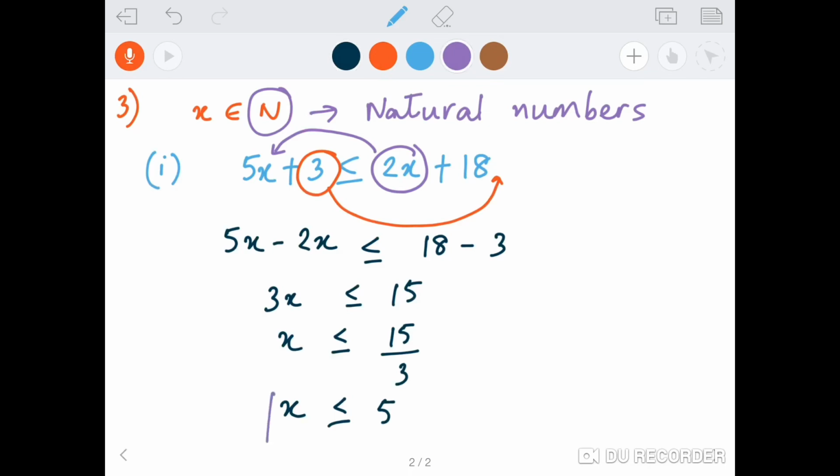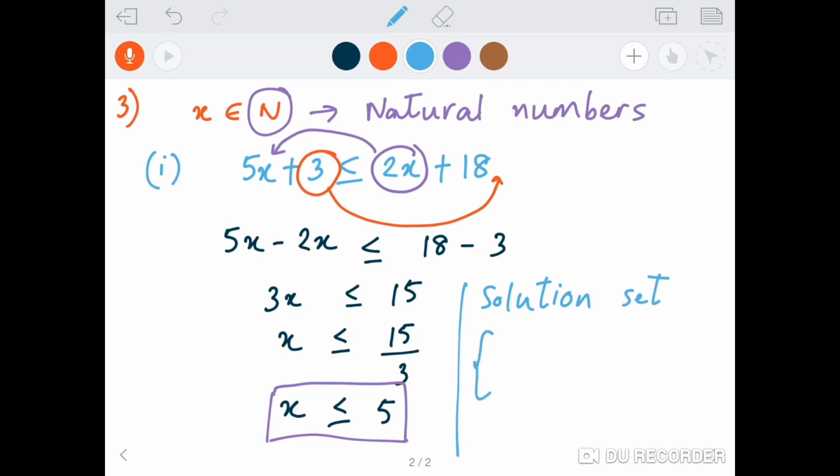Now you need to read this as all natural numbers that are either less than 5 or equal to 5. Can you list down all natural numbers that are less than 5 or equal to 5? That would be your solution set. You know natural numbers start from 1. So I'm going to start with 1, 2, 3, 4. I also have to include a 5 because it's x less than or equal to 5. So these would be all natural numbers that are either less than 5 or equal to 5.